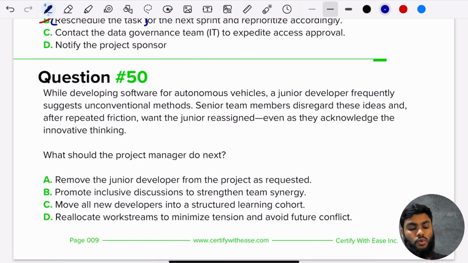All right, question 50. Remove the junior developer from the project as requested. No. Never remove your team member. Never fire them. Stick with them. This is going to cause friction within the team. That's one of our principles. Promote inclusive discussion, strengthen team synergy. I like that. Move all new developers into a structured learning cohort. Ooh. Reallocate work streams to minimize tension and avoid future conflict.